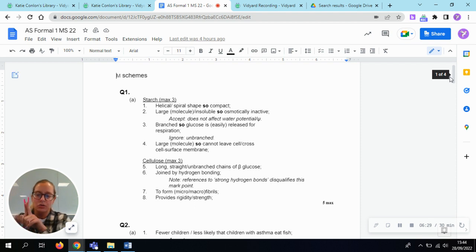When we join together those individual cellulose fibers via many hydrogen bonds, they form microfibrils or macrofibrils, either or. That's why we've got the slash in between there. So you need to say that they form fibrils, and the whole point of there being cellulose in the cell wall of plant cells is to provide rigidity or to provide strength. Had quite a lot of people writing about turgidity. Turgidity is all about the movement of water into plant cells, so it doesn't actually answer this question, and so you aren't getting any marks for it.